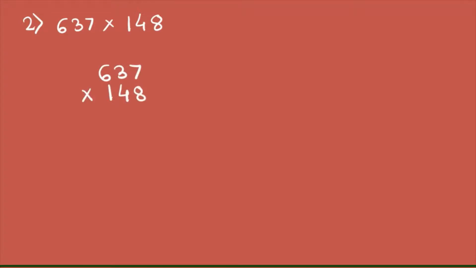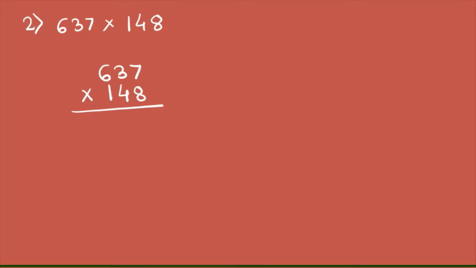Now let's have a second example. 637 times 148. Now first I line this problem up. So 637 times 148. As you see here, 7 and 8 are lined up because they are in ones place. 3 and 4 are lined up because they are in tens place, and 6 and 1 are lined up because they are in hundreds place.